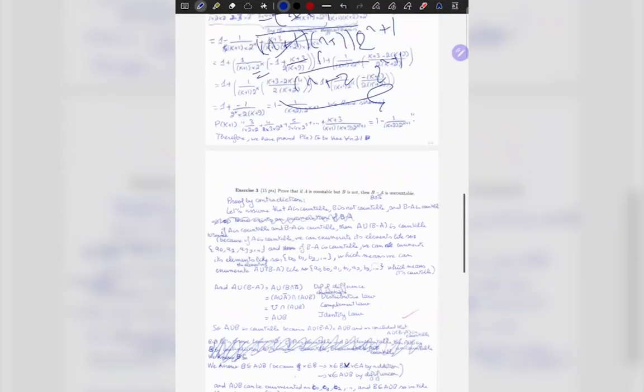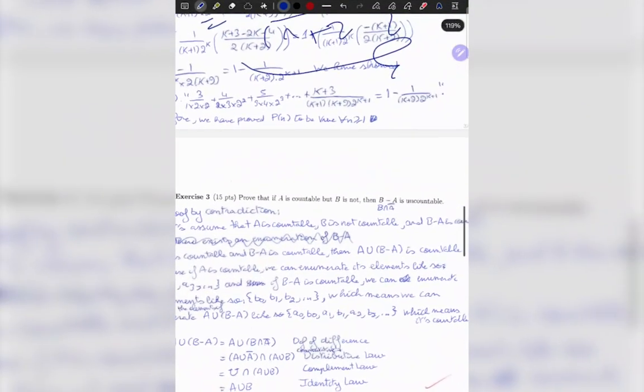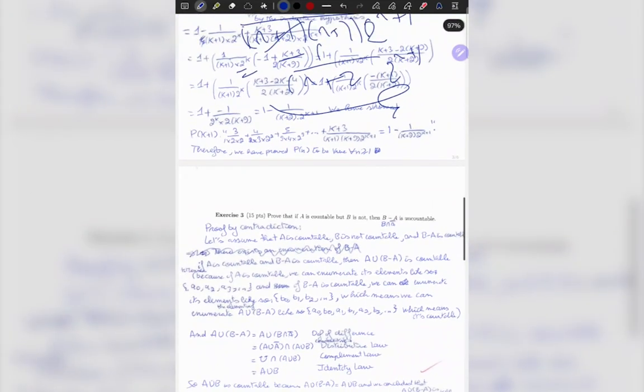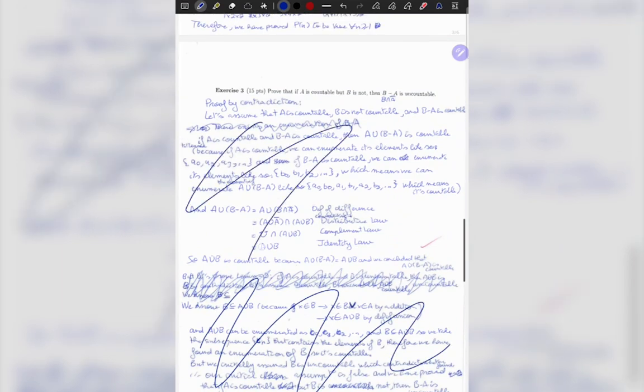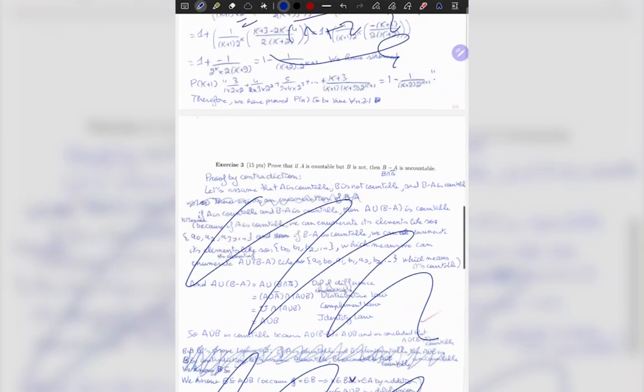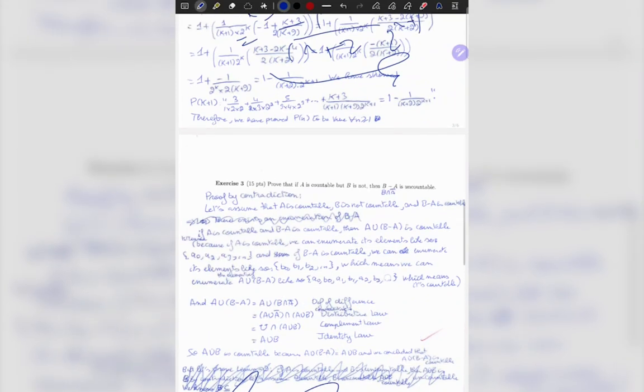Okay, so this was the hardest question in the exam. He said prove that if A is countable, B is not, then B minus A is uncountable. The proof he wrote here was pretty long and it's unnecessary, at least that's how I remember it. Let's try to remember the proof very quickly.